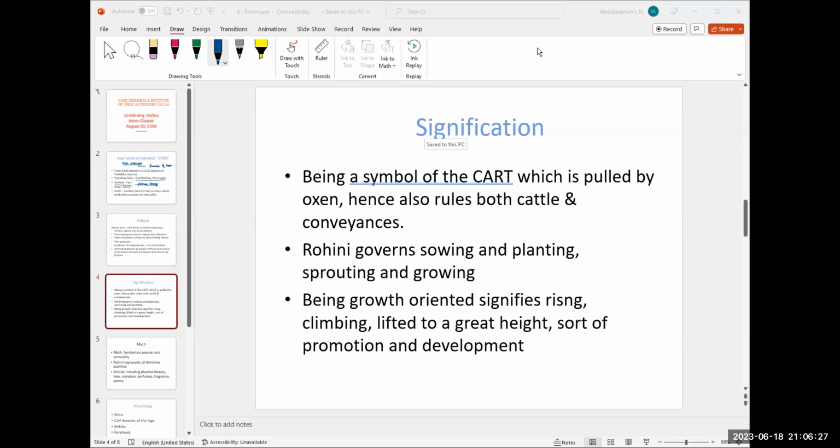So it is about the growth. Farming, lifting others to greater height. These are also again not to be taken too literally. It also works at subtler levels, like creating ideas, growing people. Service orientation: since it's a balanced nakshatra, it's oriented towards service.